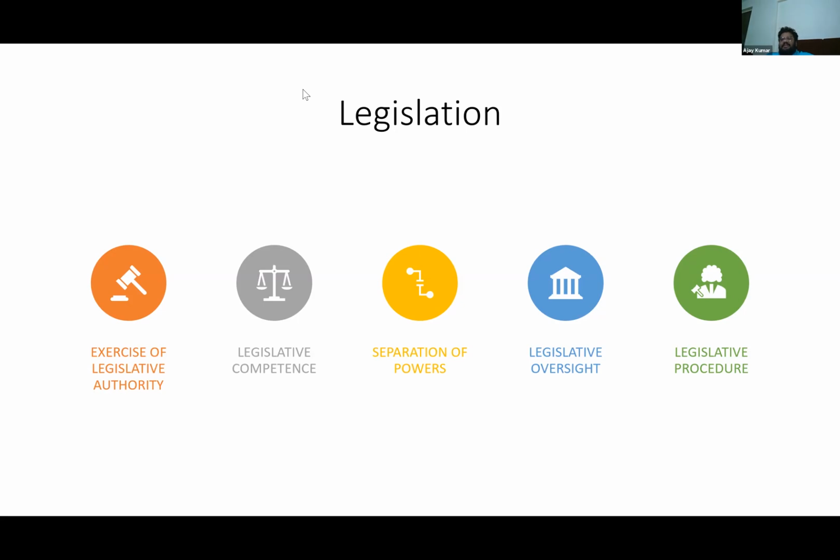Then the third time the bill is read, it is considered to have passed. Then it goes to the other House of Parliament where it is read 3 times, and then it goes to the president for the signature. And once the president gives the signature, the bill becomes law. There's no time limit prescribed for the president to give the signature, but the law says that if the president says no to a bill and parliament sends it back to the president, then the president has to sign it.